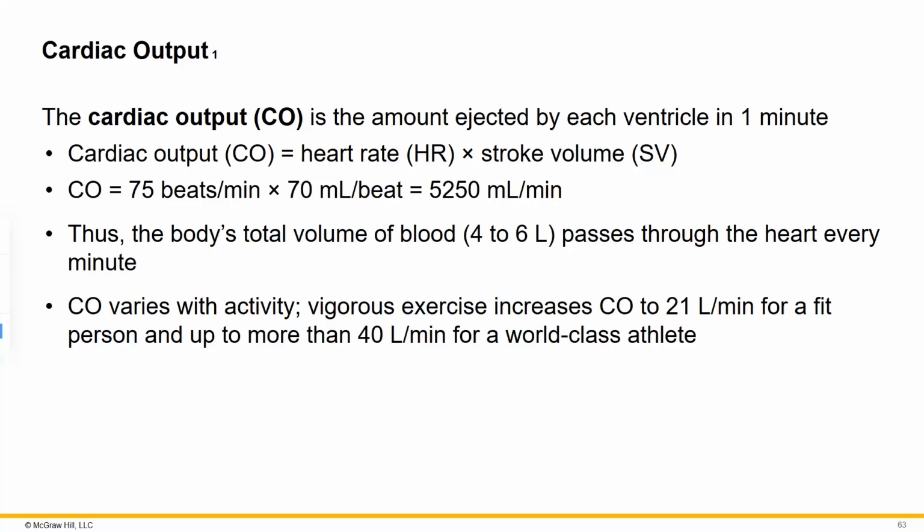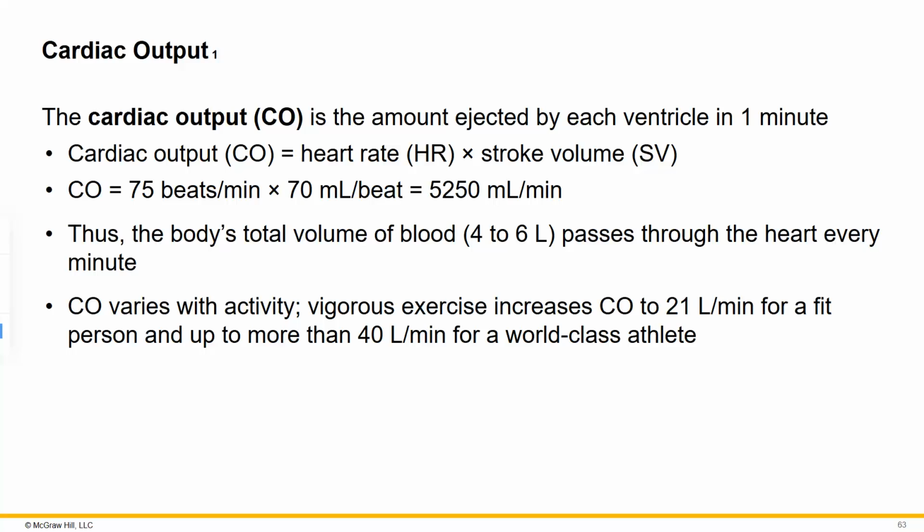Cardiac output. So cardiac output is an important number that's calculated to determine the heart health of individuals, especially individuals that are at high risk of myocardial infarction. Cardiac output is the amount ejected by each ventricle in 1 minute. Cardiac output is equal to the heart rate times the stroke volume. Thus, the body's total volume of blood passes through the heart every minute.